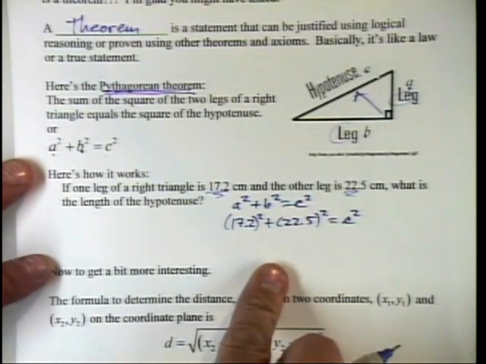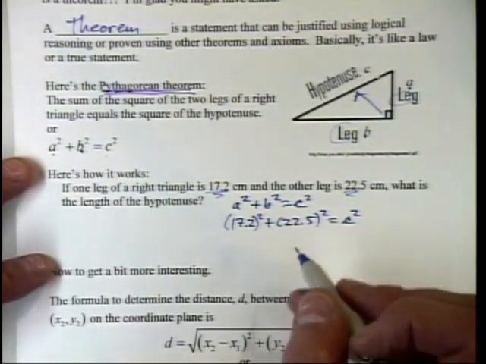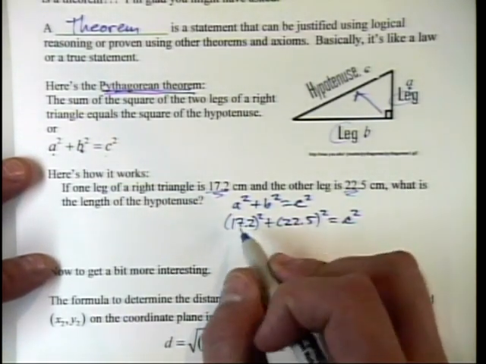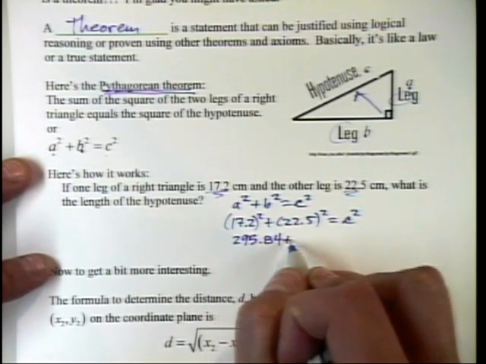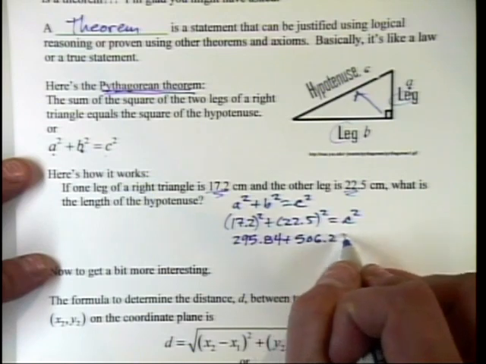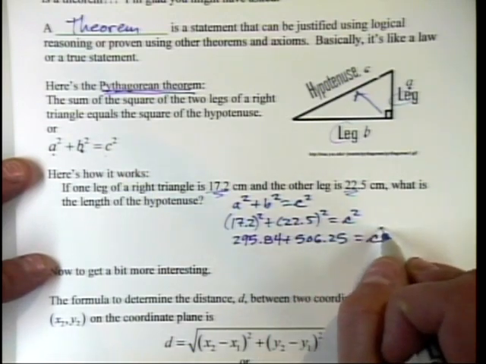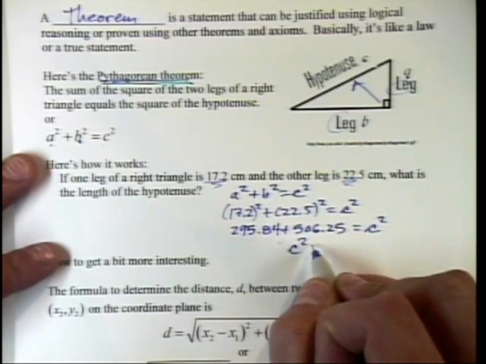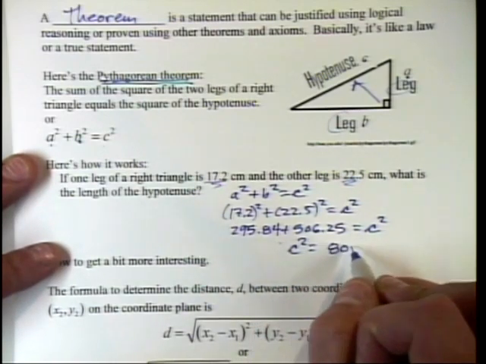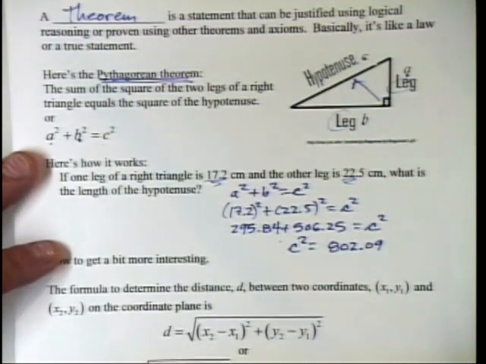Well, this is where a calculator comes in very, very handy. I've already done the work, so I know that this is going to turn out to be 295.84 plus 506.25, and that's going to equal C squared. Working down here, I get C squared is equal to 802.09. And how do I solve for C?